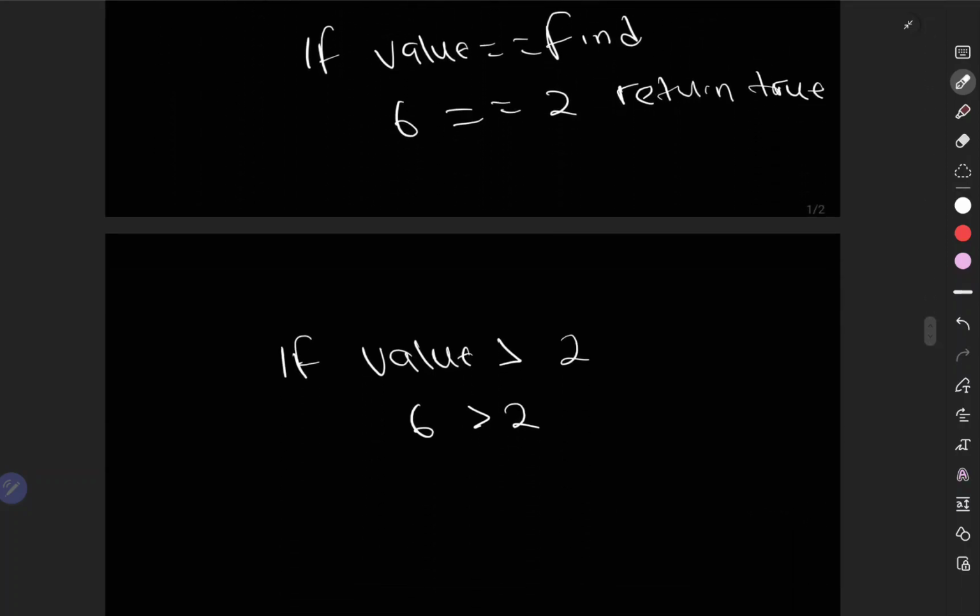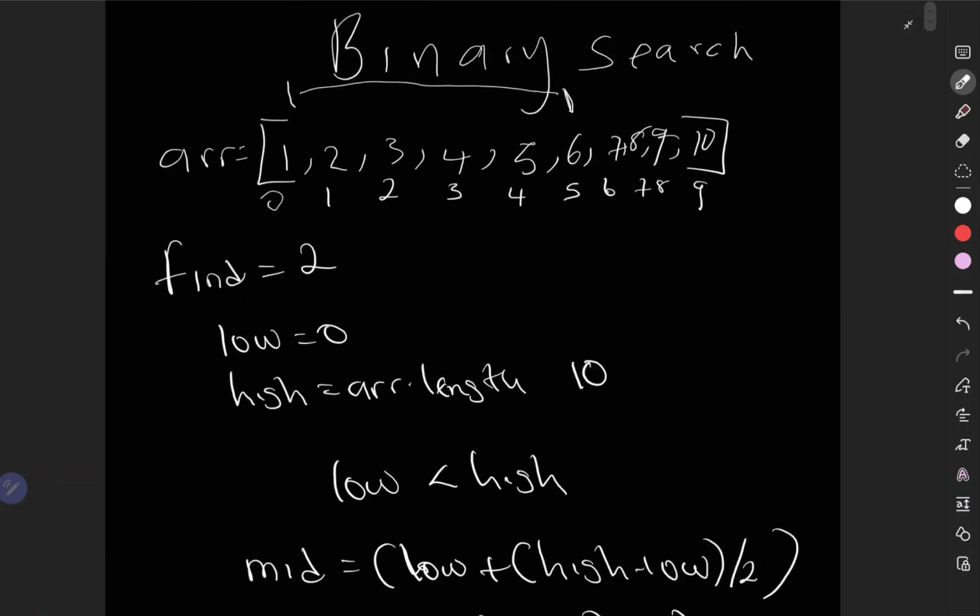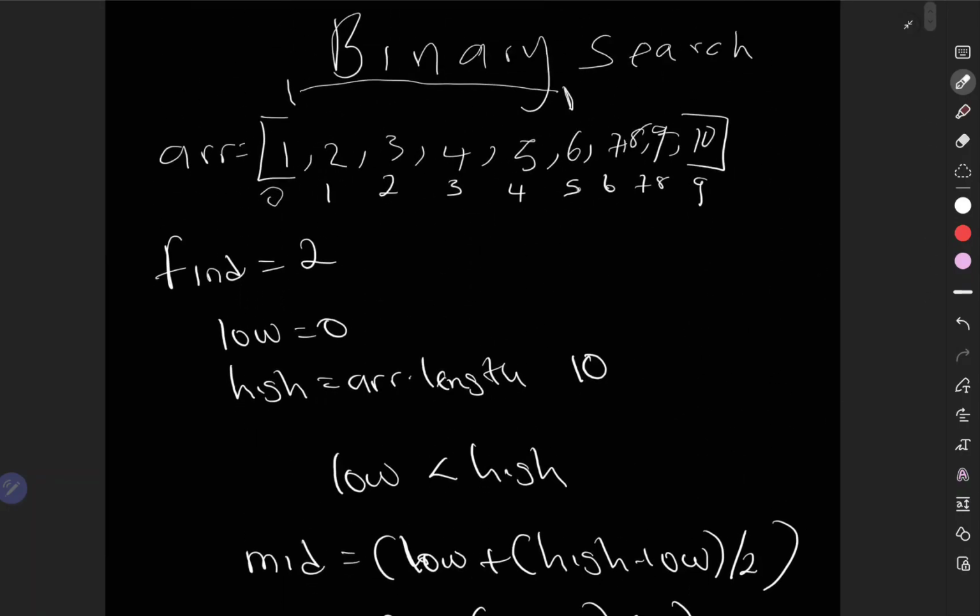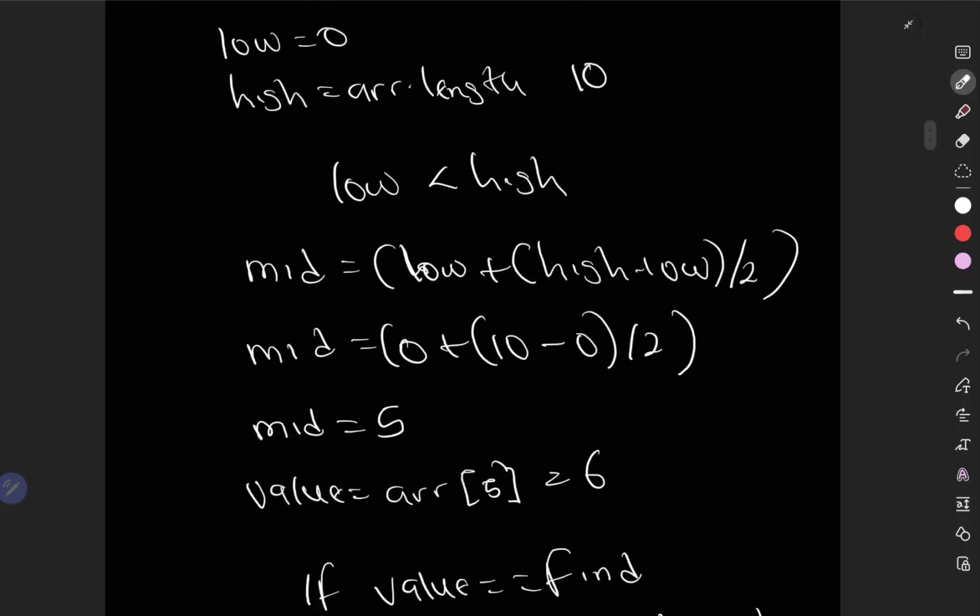So since 6 is not greater than 2, we can say our new high is equal to the mid value, because our value is within index 0 to 5, so there's no need for us to also consider the rest. We are going to disregard this part of the array entirely, so our focus shouldn't be here at all anymore.